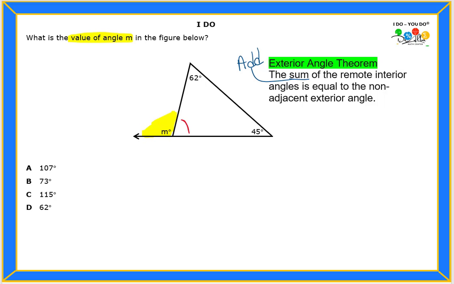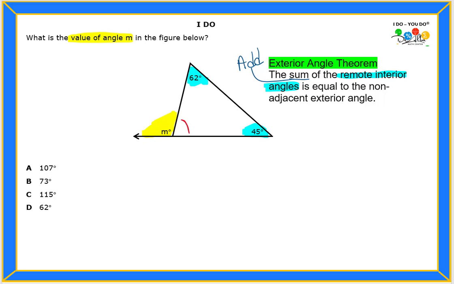And the next thing that it says is remote interior angles. So which are those? Remote interior angles, like the word says, are on the inside. So I can see that 62 is on the inside. I'm not going to highlight the one that I drew, the red one, because it's supposed to be remote. It means far away from M. So I am going to highlight the 45. Those two are considered my remote interior angles, because none of them are next to the angle M, which is the one on the outside.